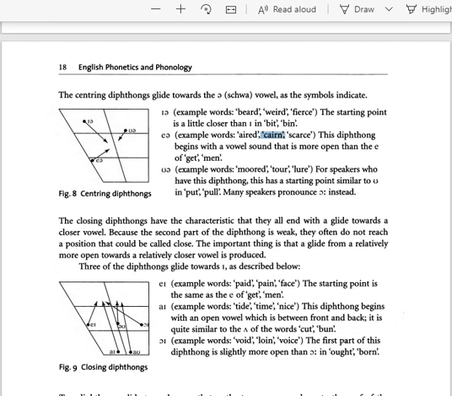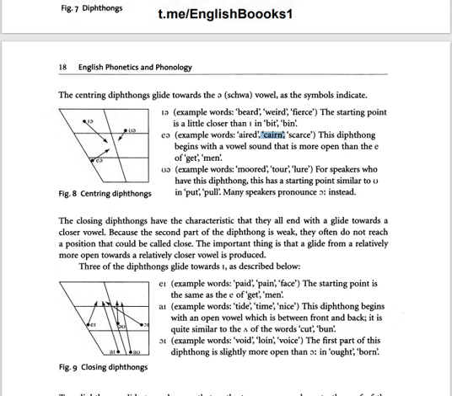Example words: kier, skier, scare, scarce. This diphthong begins with a vowel sound that is more open than the a of get, men.